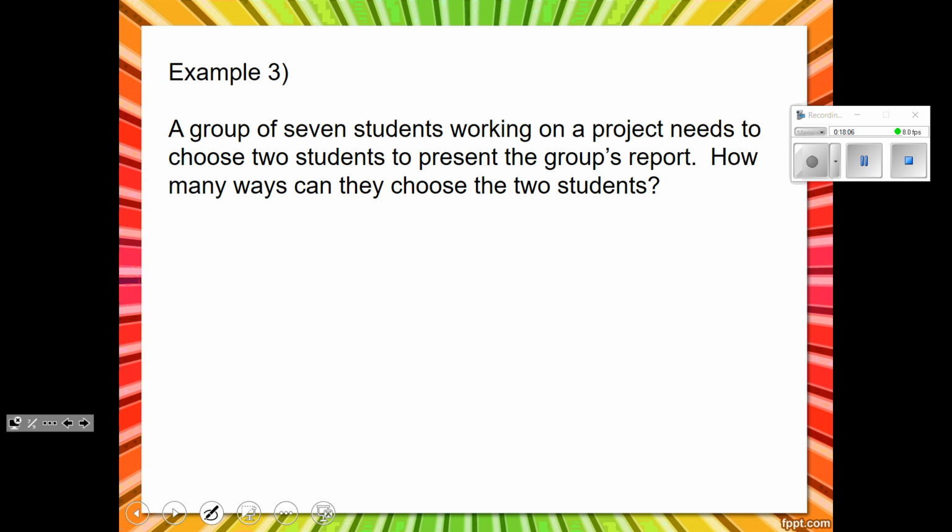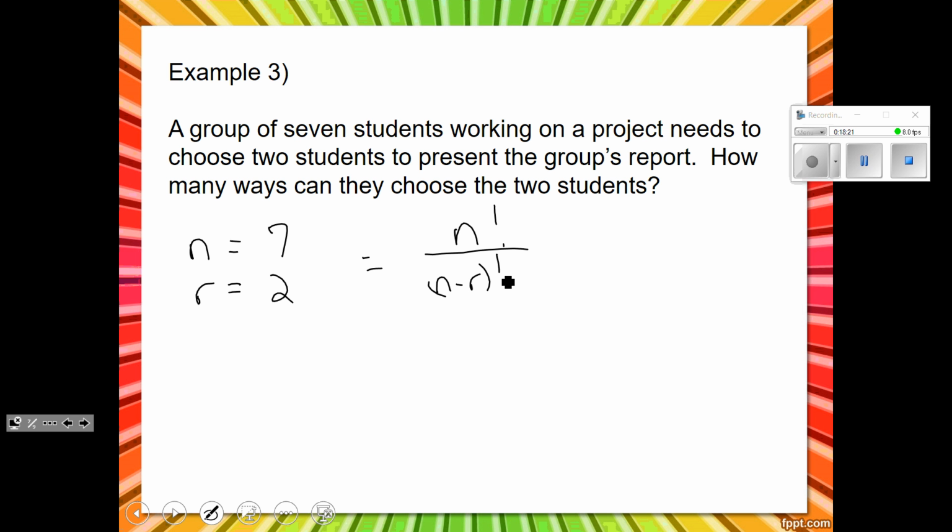Okay, so if we looked at the formula for this, what would N be? 7, and the rate at which we're choosing? We're choosing 2 out of the 7. Okay, so this would be N factorial divided by N minus R.